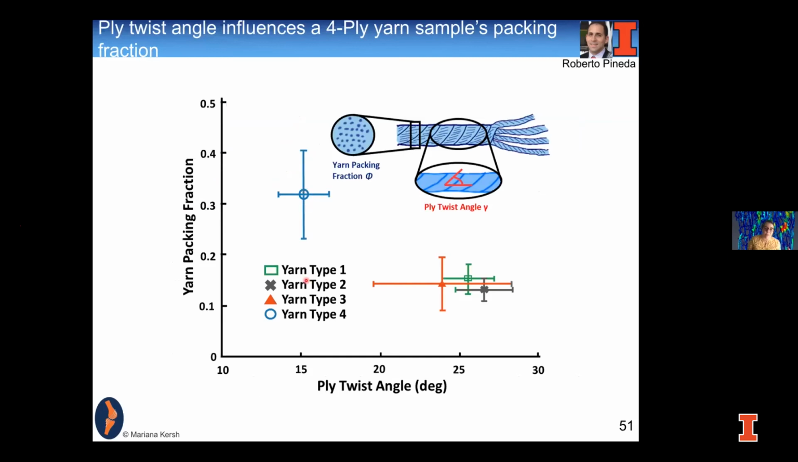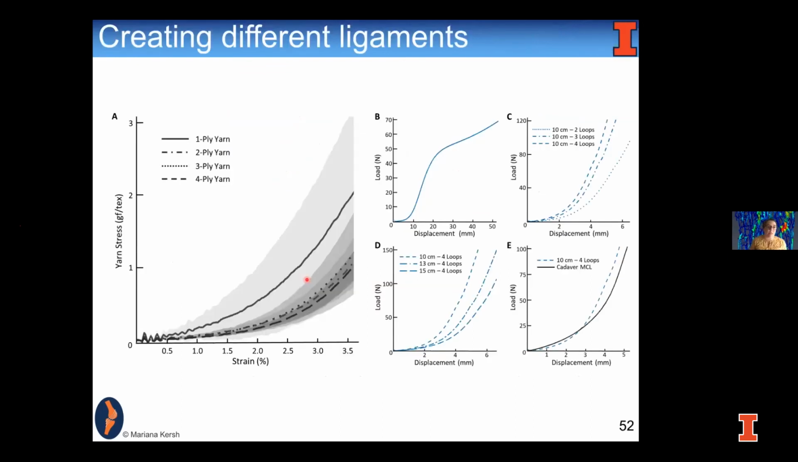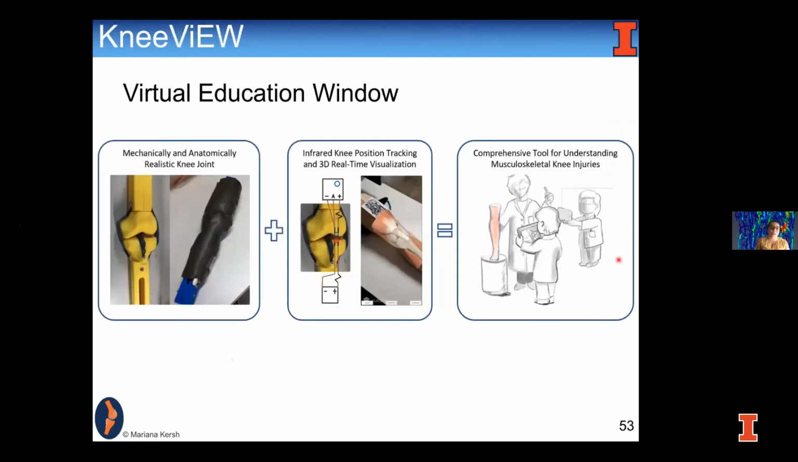And so together, what we've been able to do now is create different ligaments. And so here again are those 4 different ply levels. And I'll just call your attention to the figure on the bottom right, where here's our cadaver MCL back from my PhD a long time ago now. And now we've been able to know how exactly to fit our yarn parameters and the length of the yarn, the number of loops that we would use to best match this specific behavior. And together, we've put this together in what is our first generation prototype of these knee models that will be used for simulators for medical education.